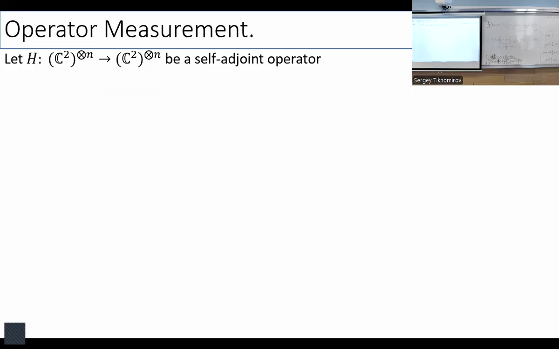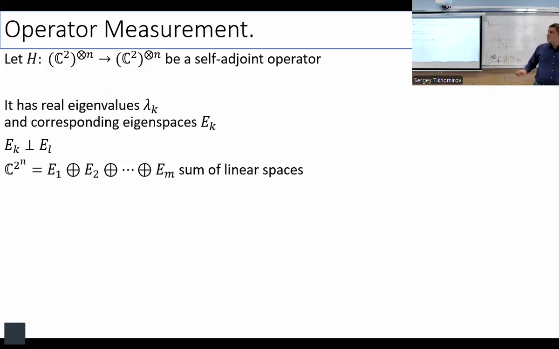Because in quantum mechanics, the same idea is used in a form of operator measurement. So let us consider a self-adjoint operator, also the energy operator, but now it is a measurement operator. And in quantum mechanics, people quite often say measurement with respect to H. And this means the following.